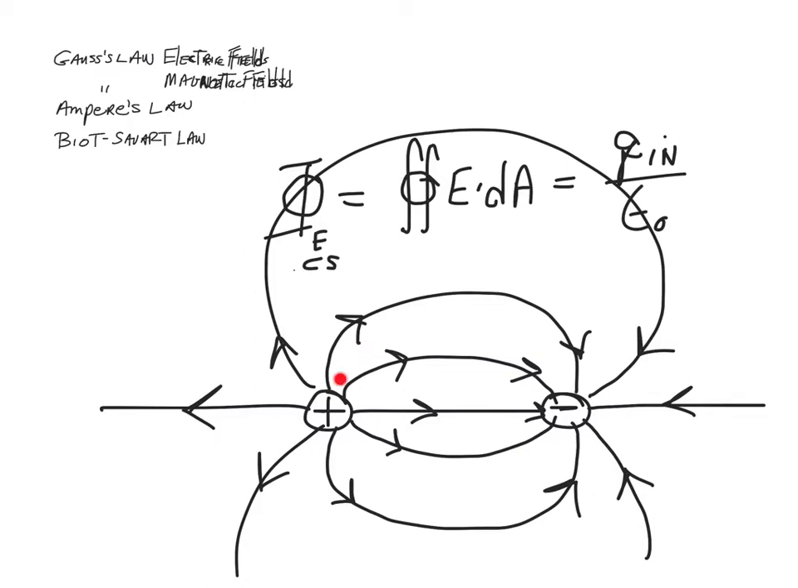Electric field lines begin on positive charges and end on negative charges. Notice, electric field lines begin on positive charges and end on negative charges. Very different from a magnetic field, right? As we'll see in Gauss's law for magnetic fields, magnetic field lines have no beginning and no end. There are no monopoles. That's a really important distinction between the 2 kinds of fields, and it results in this relationship.